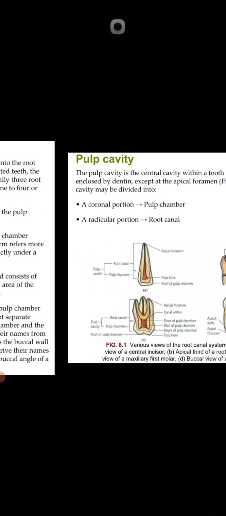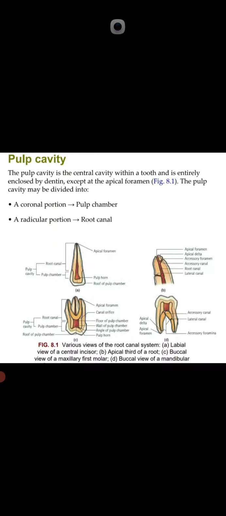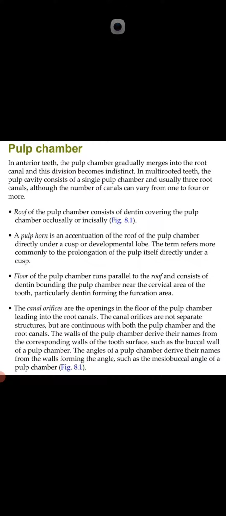Now next is the pulp horn. The pulp horn is the projection of pulp below the cusp. These are the pulp horns in diagram C. A pulp horn is an accentuation of the roof of the pulp chamber directly under a cusp or developmental lobe. The term refers more commonly to prolongation of pulp itself directly under a cusp. Mean the pulp is prolonged under the cusp.